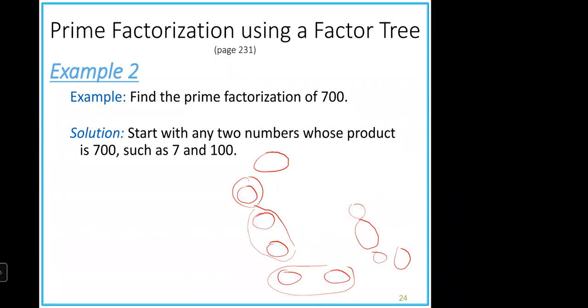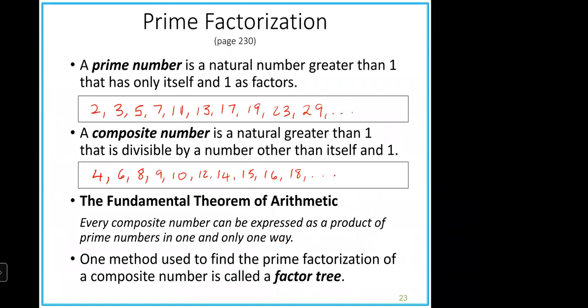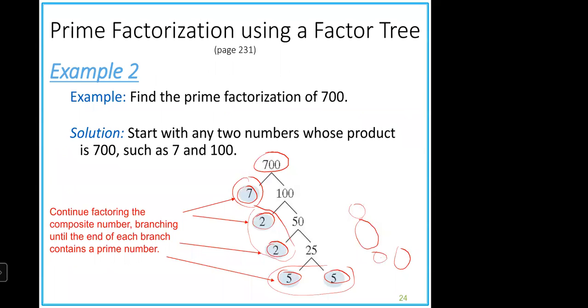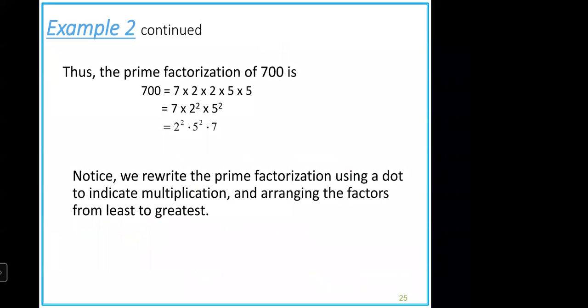And so the fundamental theorem of arithmetic says every composite number can be expressed as a product of prime numbers in one and only one way. So the order may be different, but in the end, it's the same result. No matter how you start, you don't have to start with 7 times 100, whatever two numbers you multiply to get 700, once you continue until you get only prime numbers at the end, the result will be the same.